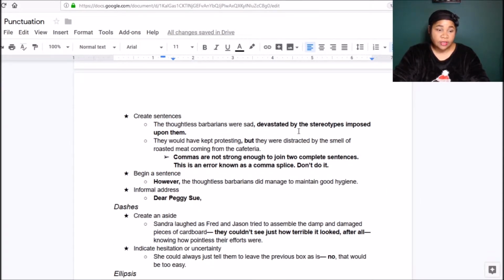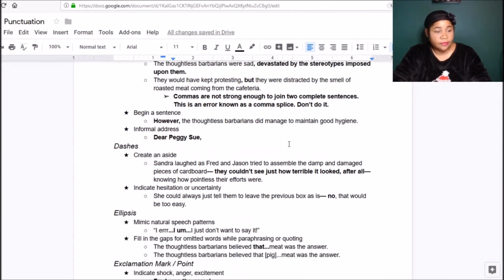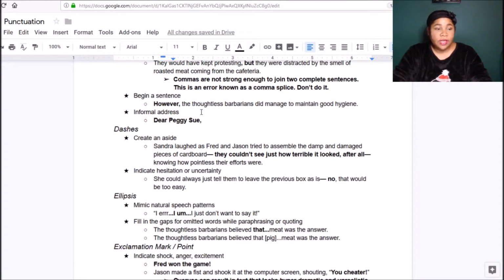Now, commas are not strong enough to join two complete sentences. So if you try to do that, you'd be making a comma splice, and you shouldn't do it. Just don't. It's easy to spot. If you sound it out and it sounds like a whole sentence by itself, and you can tell it's two independent clauses, don't put a comma between them by itself. Add a conjunction. It can also be used to create a beginning for a sentence, like "however," "therefore."